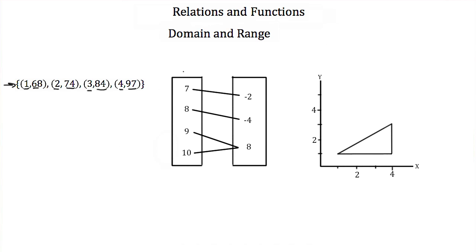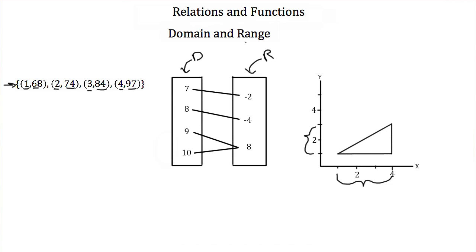In the mapping diagram, our domain again is our first points, so these would all be our domain, and these would be our range. And then on the graph, the domain is every point in our graph that has an x coordinate. So it would be all of these points. And then our range is every point on the graph that has a y coordinate. So it would be all of these points.